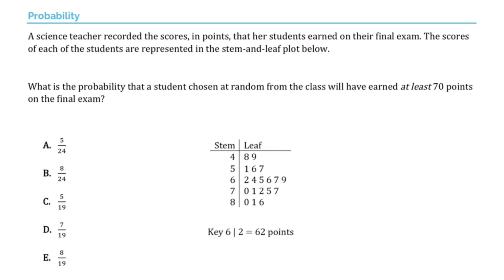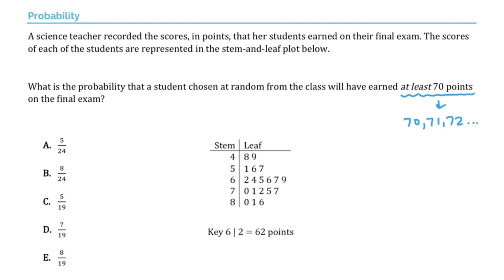A science teacher recorded the scores in points that her students earned on their final exam. The scores of each of the students are represented in the stem and leaf plot below. So this is great. We're going to get to review a stem and leaf plot. What is the probability that a student chosen at random from the class will have earned at least 70 points on the final exam? Okay, the first thing that you need to know is that if I say at least 70 points, that means somebody who got a 70, a 71, a 72, etc., any number from 70 or higher.